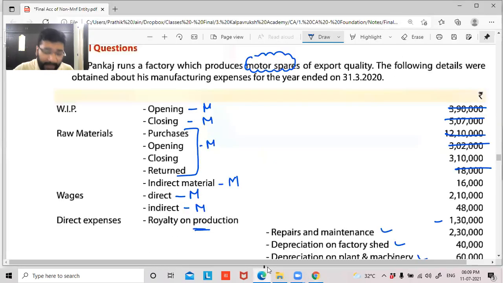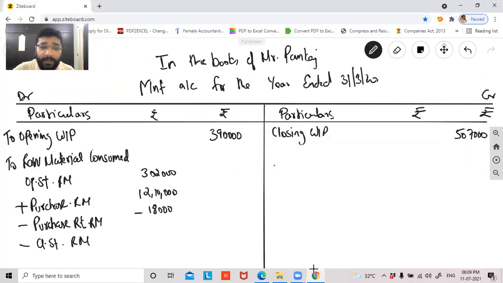Out of 14,94,000, 3,10,000 worth of raw material is still in my godown. As per the matching concept, on the debit side you should record only those expenses which have contributed in earning my revenue. The revenue we record on the credit side of the trading account is from the finished goods we manufacture and sell. So if I minus the closing stock of 3,10,000 from 14,94,000, only 11,84,000 worth of raw material has contributed in earning my revenue.